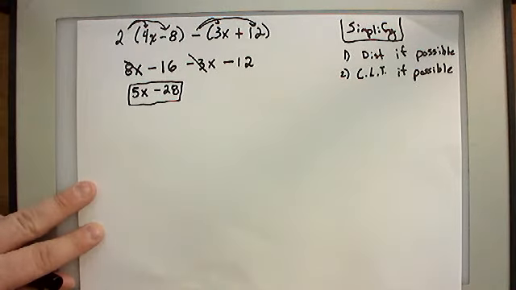Okay? Nothing crazy at all. So that's how you add and subtract these. You simply distribute if possible and then combine like terms if possible. It doesn't matter if they're binomials, trinomials, or monomials, or anything else.